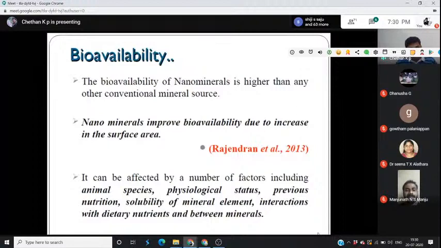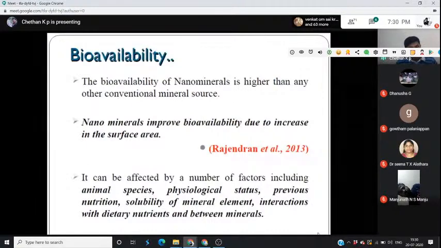That is absorbed and not appearing in the feces. So when you reduce the size to the nanoscale, they have bioavailability higher than any other conventional mineral source. And these nanominerals improve the bioavailability, the reason being the increase in the surface area.